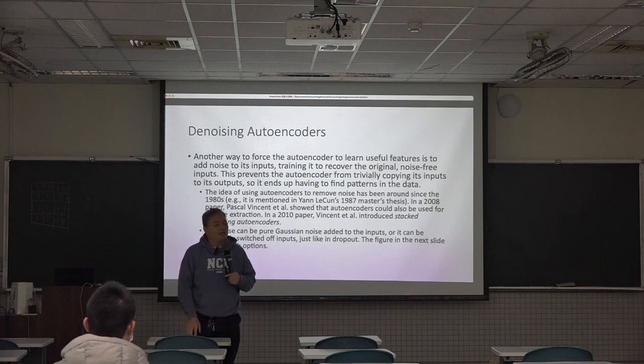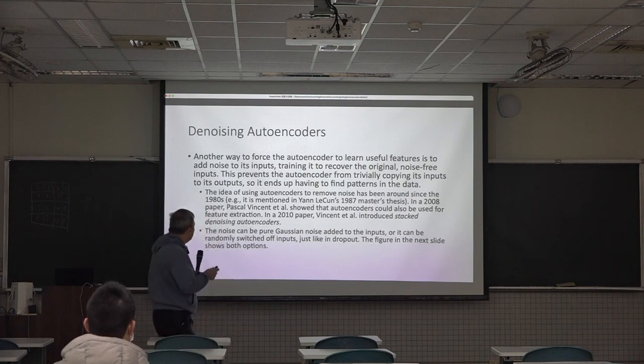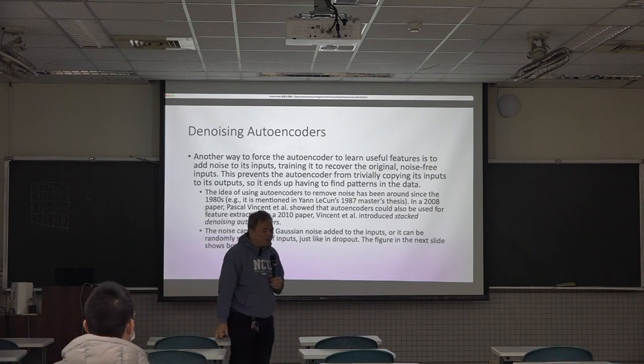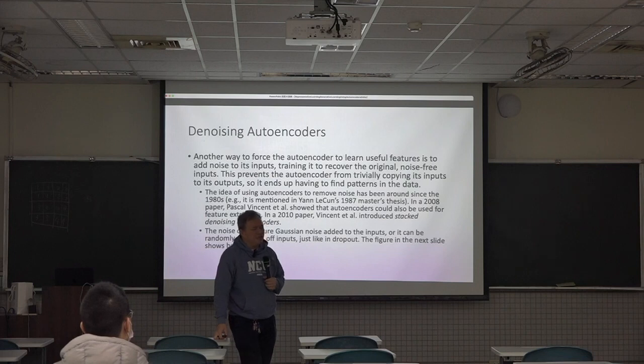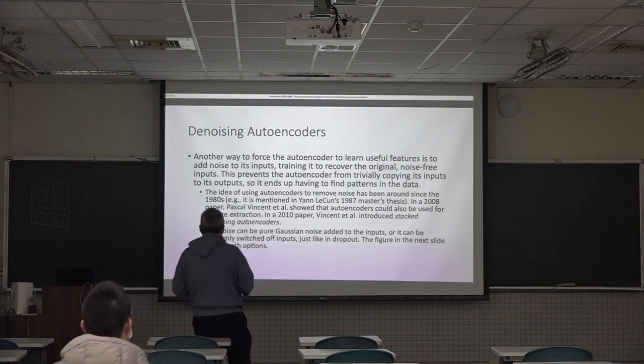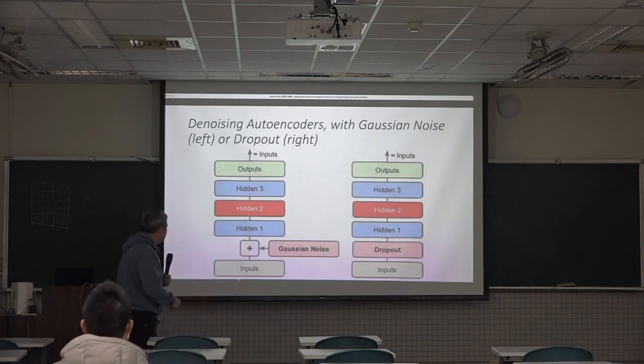The other one is randomly dropping, randomly switching off input. This is also considered a kind of noise. Basically it just means that at some point in time, some input gets dropped. This can be mimicked by using dropout. You can apply dropout on the input layer. So in terms of the figure, it looks like this. If it's Gaussian noise, you just inject it here.